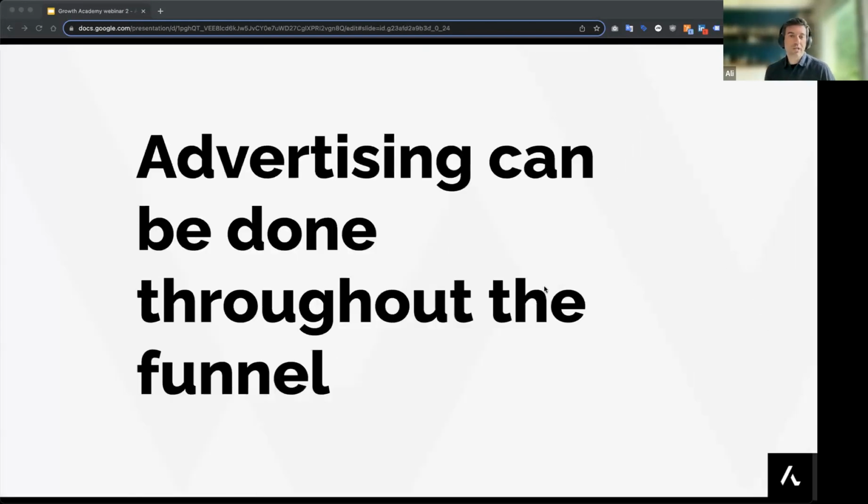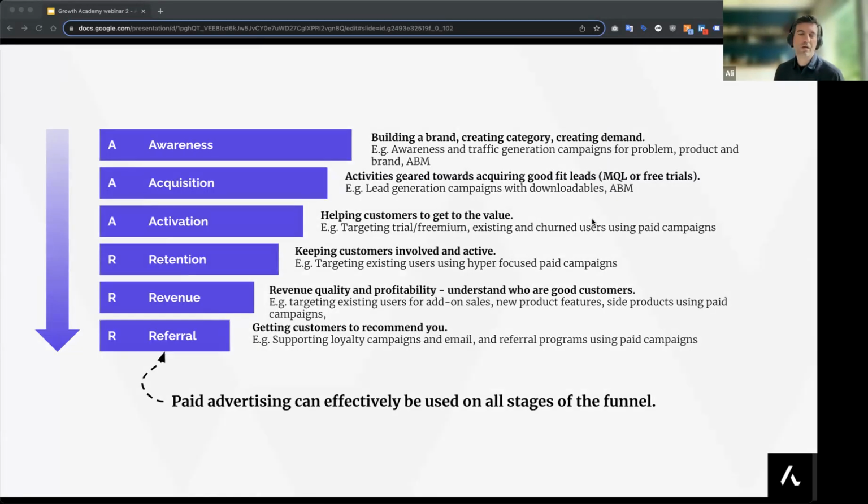And another important thing is advertising can be done throughout the funnel. So here, as an example, we put the pirate funnel, but it doesn't matter whatever framework you are using for your funnel.